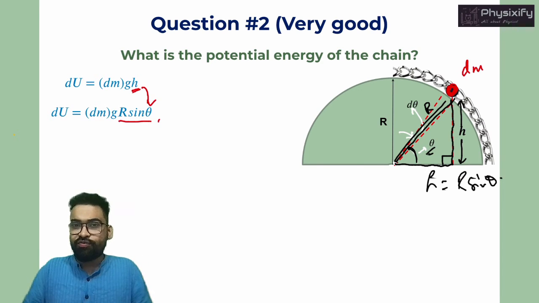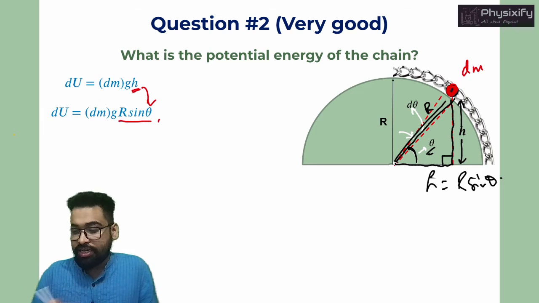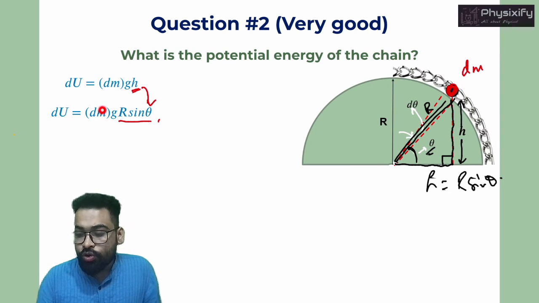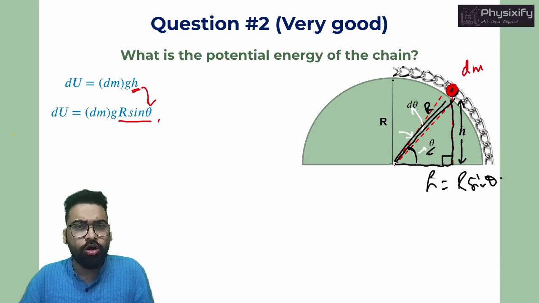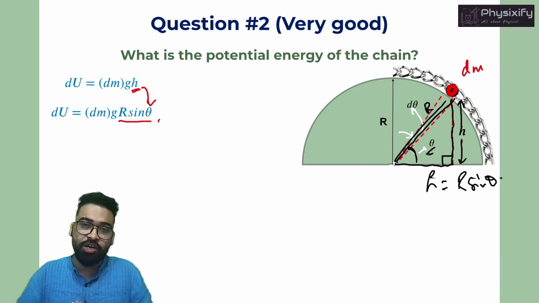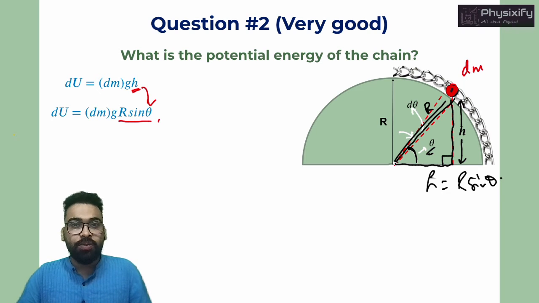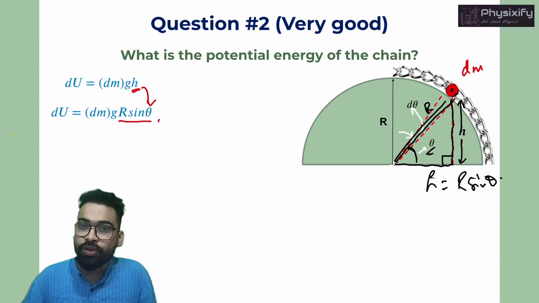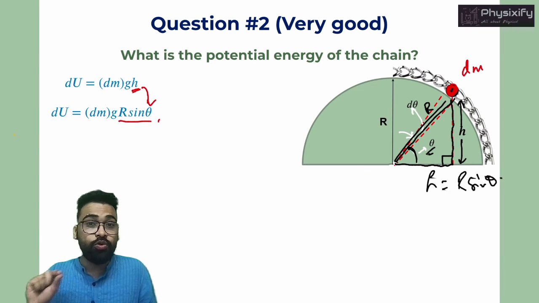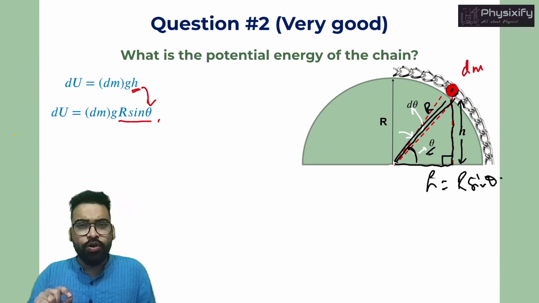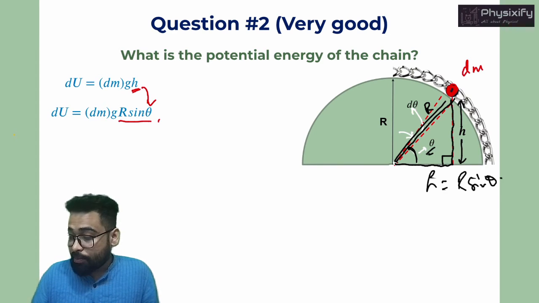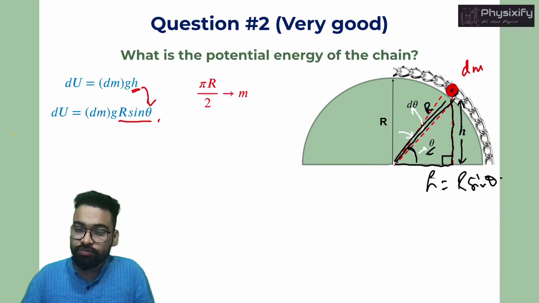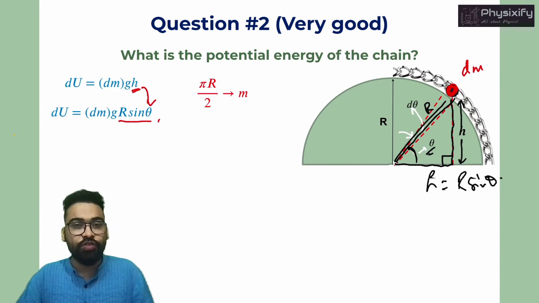Now what is the problem in front of me? The problem is that this theta is going to change, but I don't know how to write this mass dm. A lot of students get confused at this point and don't know what to do. This is the point where mathematics can help you. The physics part I've already done: dU equal to dm gh, and so dU equal to dm into gr sine theta. But now, this is very important, this is where physics and mathematics relate.